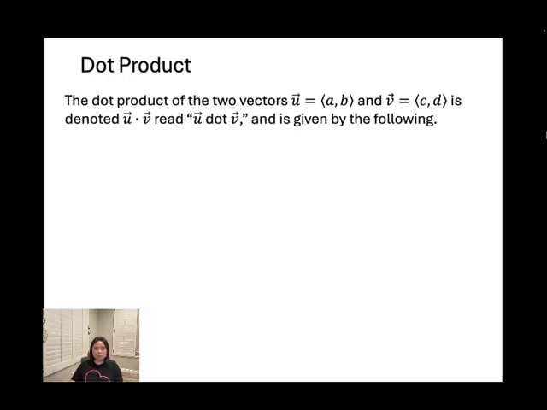Okay, right? Dot product. The dot product of two vectors, u and v, is denoted vector u dot vector v, and is given by the following. You just need to multiply the numbers, a times c plus b times d. After you apply the dot product, you should only find real numbers.